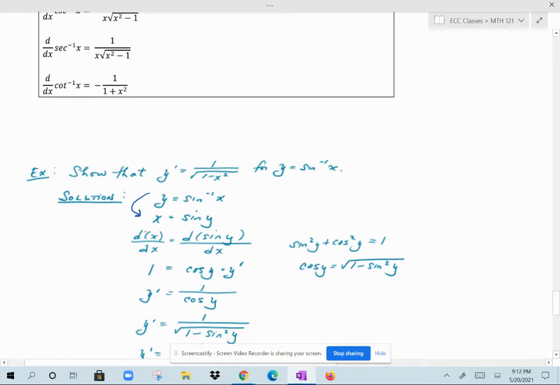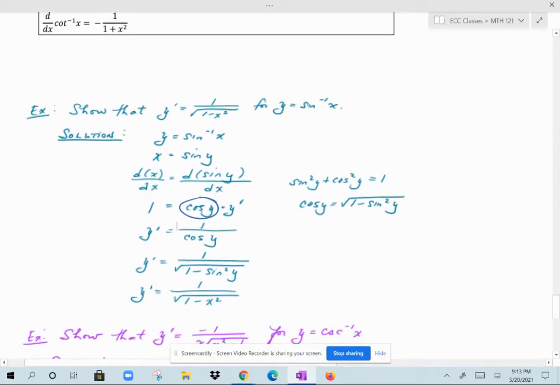Then if I take the derivative of both sides of this equation with respect to x, I have the derivative of x with respect to x and the derivative of sine of y with respect to x. Well, dx over dx is just 1. But on the right side, it's implicitly defined, so this will be the derivative of sine, which is cosine of y, times the derivative of y, which is y prime. Now, if I solve for y prime, divide both sides by cosine of y, and you get that y prime is equal to 1 over cosine of y.